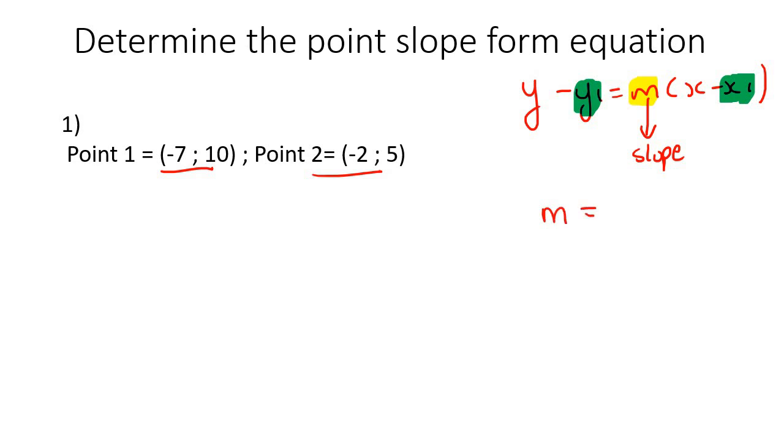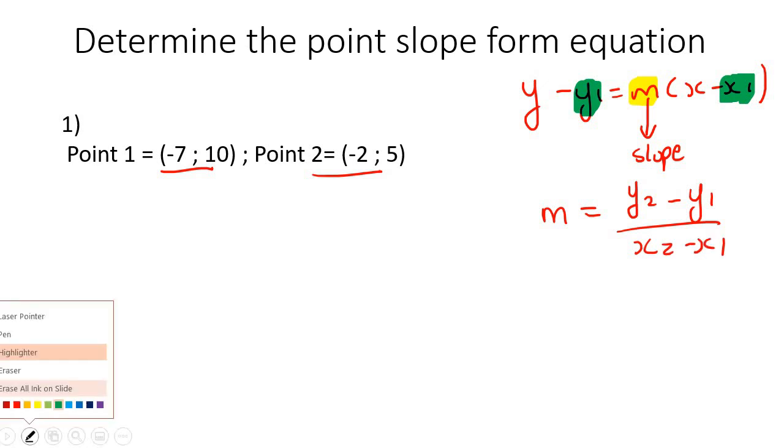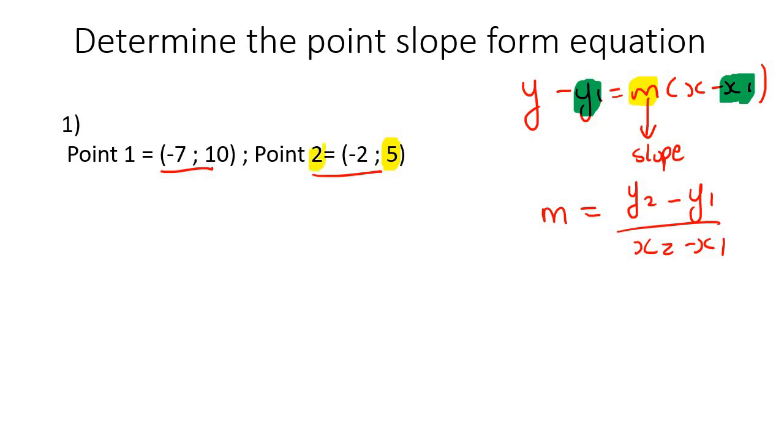Remember, in previous lessons we've learned that to find the slope you can use this formula over here, where, for example, this is the y value of point number 2, so we could use that over here. This is the y value of point number 1, so that goes over there. Then this is the x value of point number 2, which is over there. And then this is the x value of point number 1, which is over there.